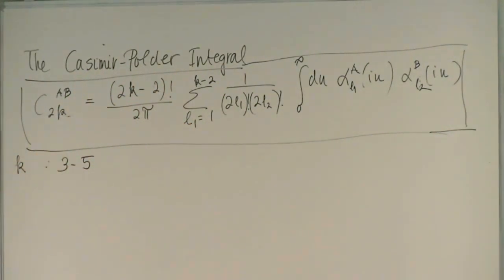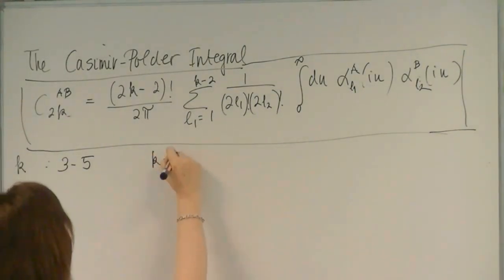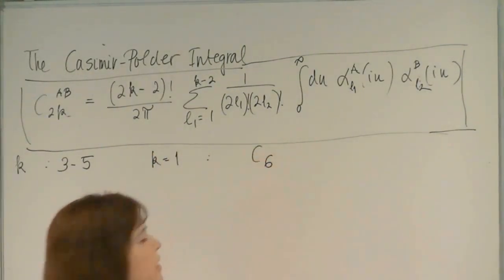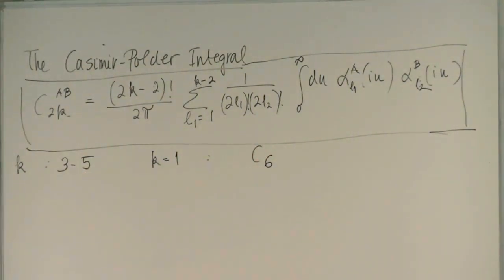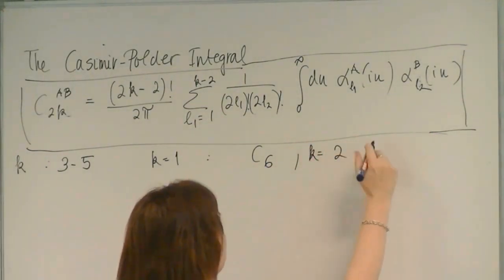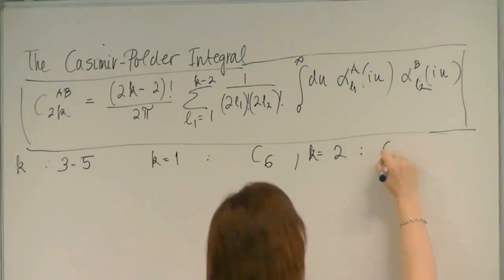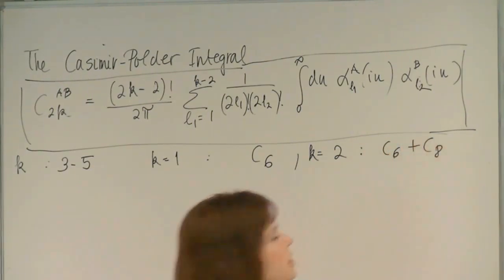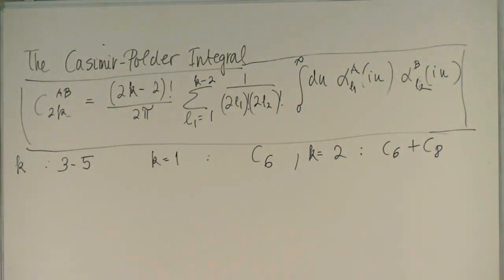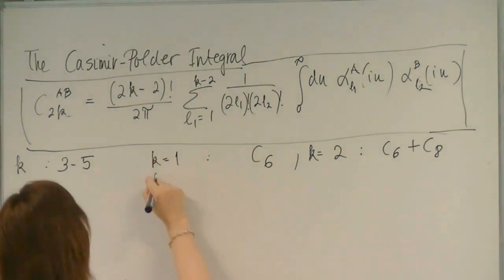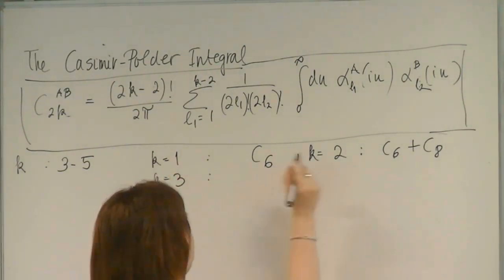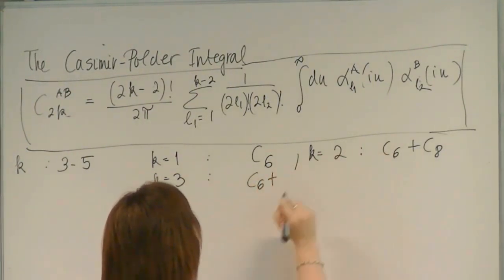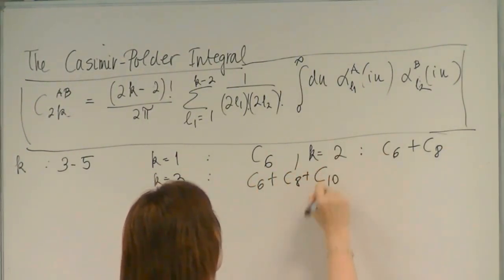So that number simply controls how many terms we have in the sum. If we have K equals 1, then we just have the C6 term, which is the leading term, just one term in the sum. If we have K equals 2, then beside the C6 we will see the C8, so two terms. If we have K equals 3, then we have all the terms, at least C6, C8, and C10.